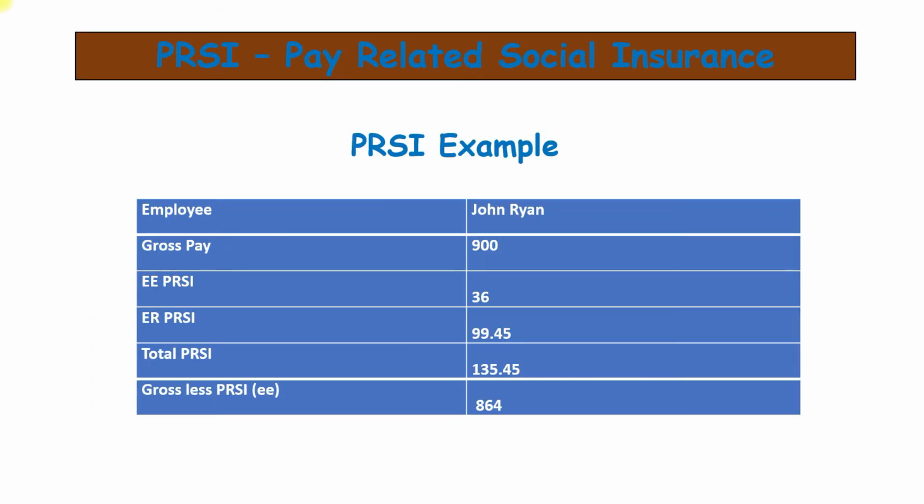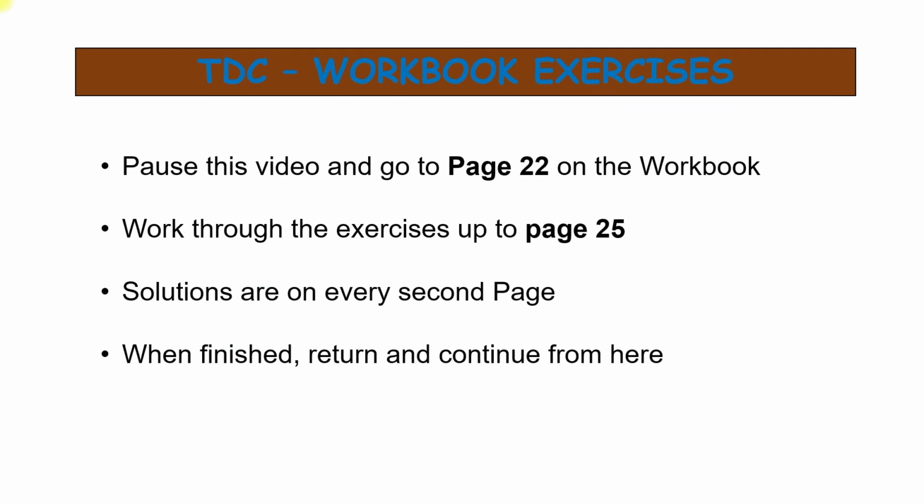In this example, the employee PRSI and the employer PRSI are calculated from the gross as before and then added together to show the total PRSI payable. Only the employee's PRSI is subtracted from the gross. While the PRSI calculations are not too complex, it is worth taking some time to practice them before moving to the next section.